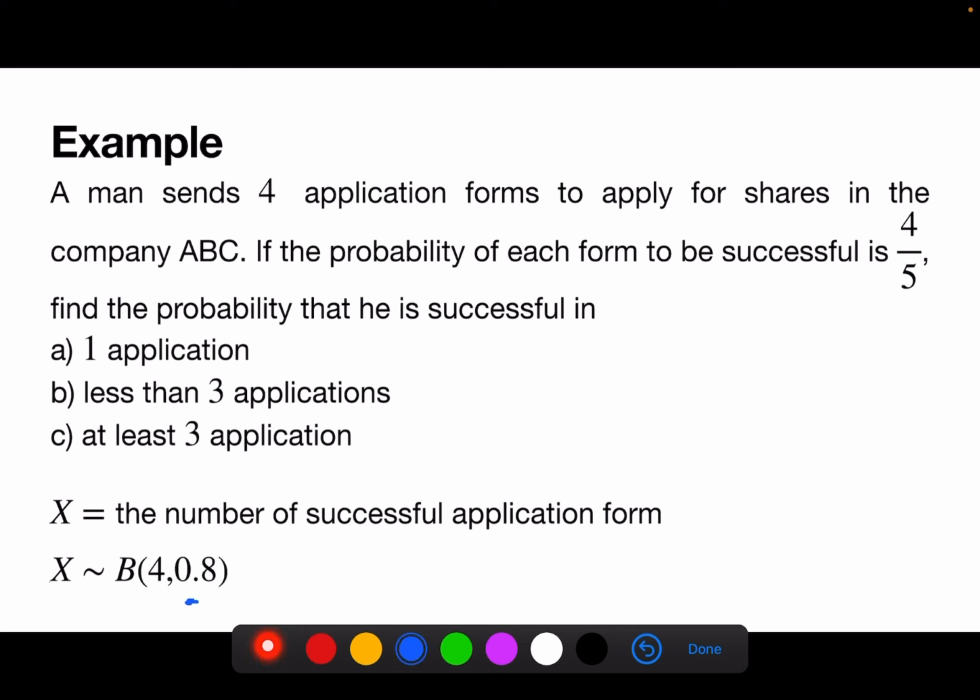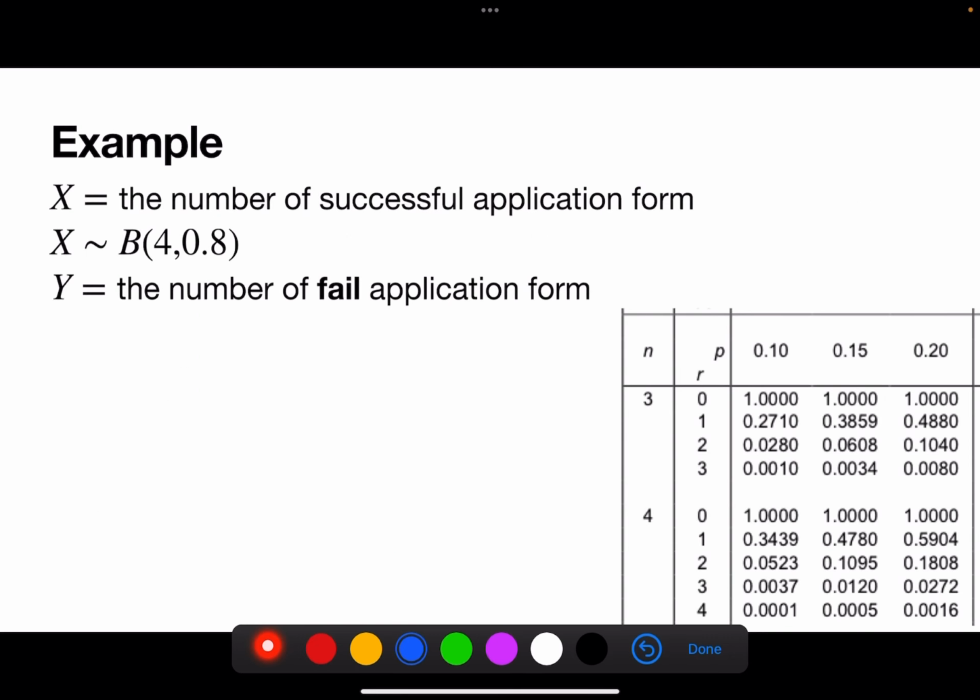0.8, where the probability is greater than 0.5. Okay, so you can read that from the table. If we do the opposite way, our x now becomes y, the new variable, the number of failed application forms. So let us write down the parameters.